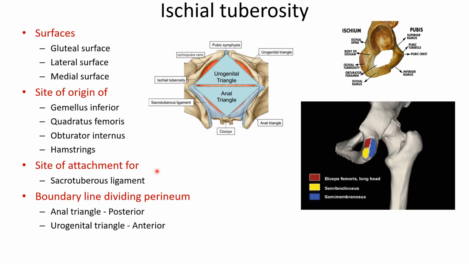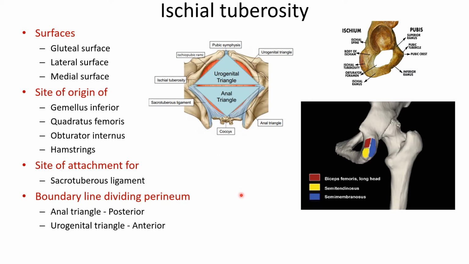The ischial tuberosity is the site of attachment for the sacrotuberous ligament. So this is the site of attachment for the sacrotuberous ligament, and here you are seeing that ligament. It also forms the boundary line dividing the perineal area into two triangles: a posterior anal triangle which contains the opening of the anal canal, and the anterior urogenital triangle which contains the openings of the urinary and genital systems.